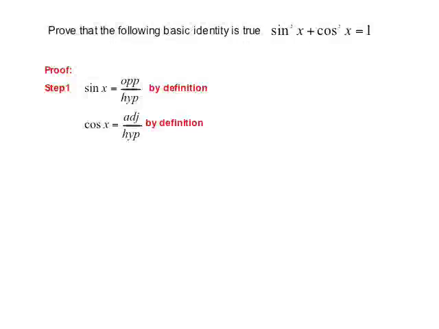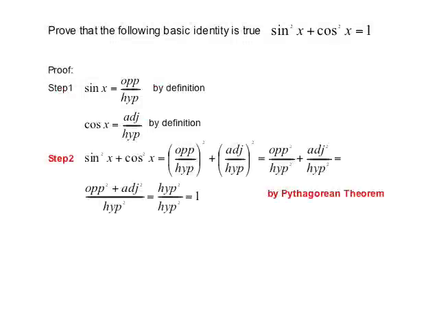Proof. The sine x by definition is equal to opposite over the hypotenuse, and the cosine x by definition is the adjacent over the hypotenuse. Step 2. Sine squared x plus cosine squared x is therefore equal to the opposite over the hypotenuse squared plus the adjacent over the hypotenuse squared.